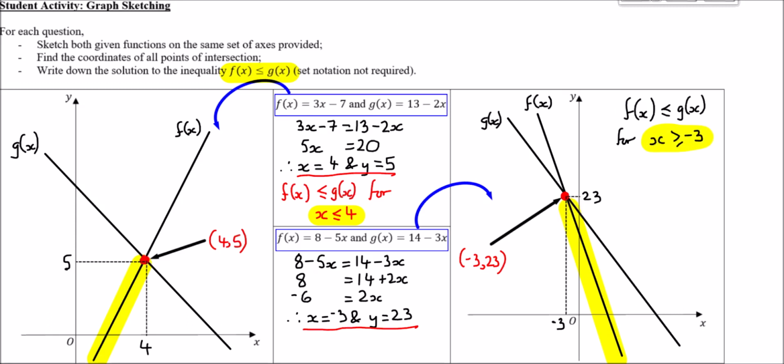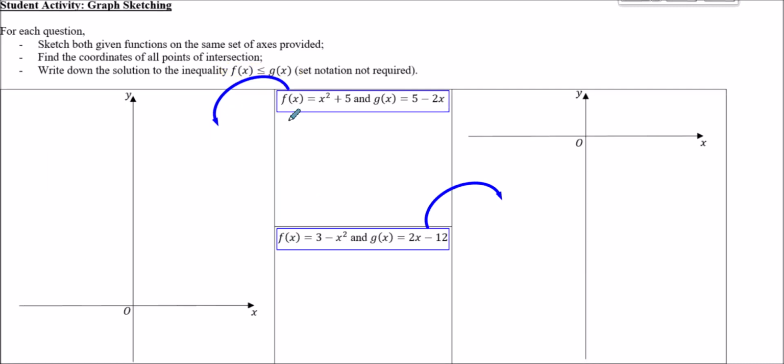Okay, moving on. So, next one. We need to do the same for when f of x is x squared plus 5 and g of x is 5 minus 2x. And so let's just sketch in f of x first. So it's going to be a quadratic, y equals x squared, but just 5 higher. So it's going to be symmetrical about the y-axis, something like this.